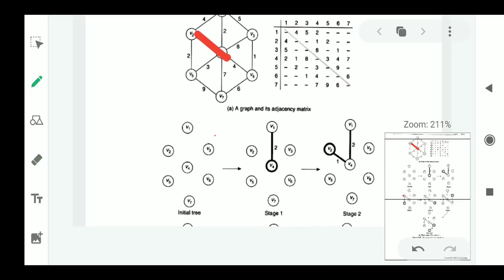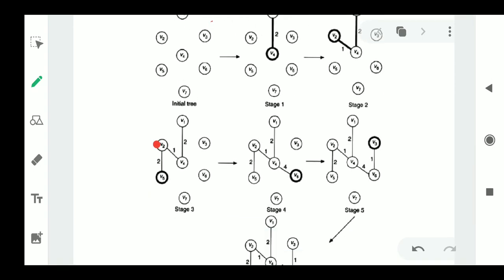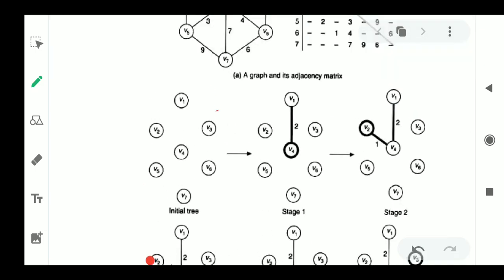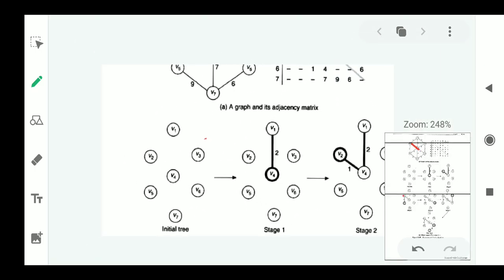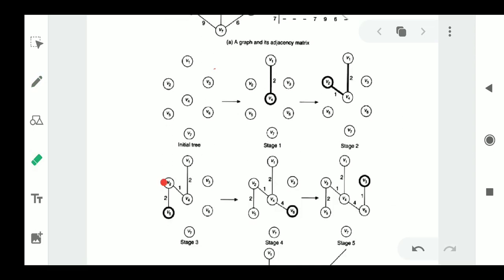Since V4 is already connected, that's why we are not going for V4 again. And V4 is connected, V1 is also connected. That's why we are going for this one, V5. V2 to V5 we have got connected. See, V2 to V5 we have connected.